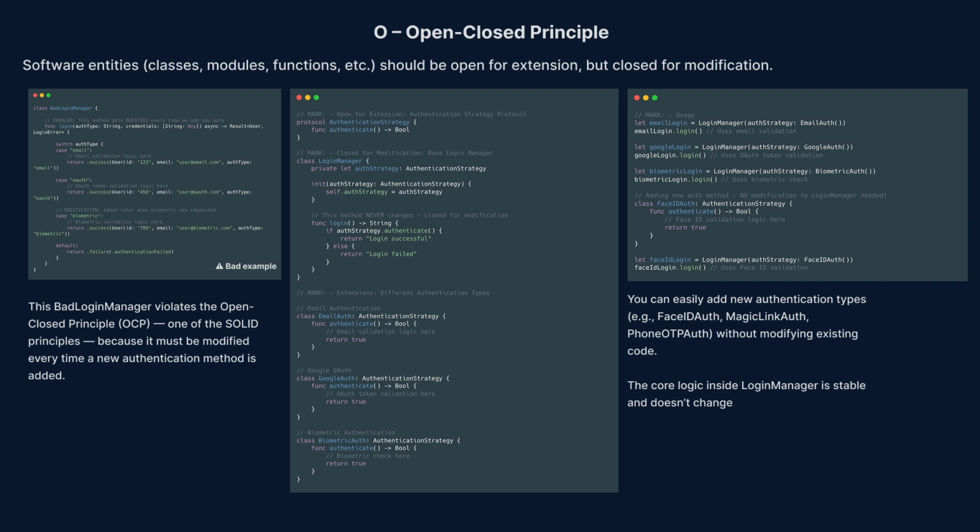Instead, by defining an authentication strategy protocol, each authentication type, email auth, Facebook auth, biometric auth, can adopt the protocol and implement its own logic. This way, the login manager remains closed for modification. It doesn't change when new strategies are added, but remains open for extension by simply injecting new strategy implementations. This makes the system more maintainable, flexible, and scalable.